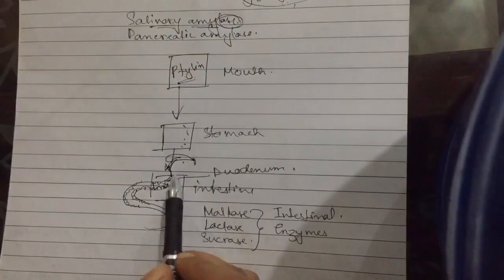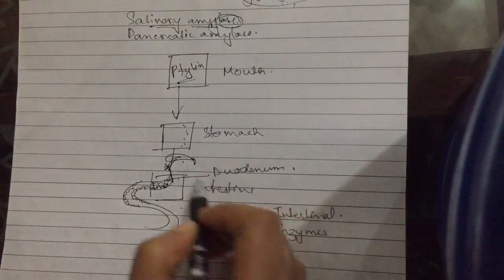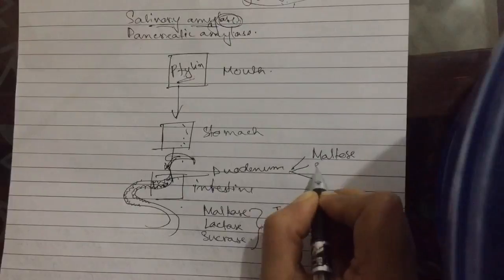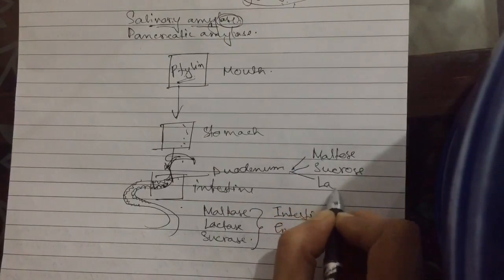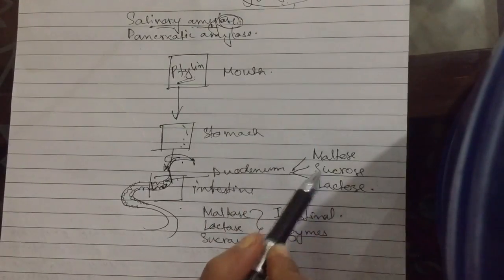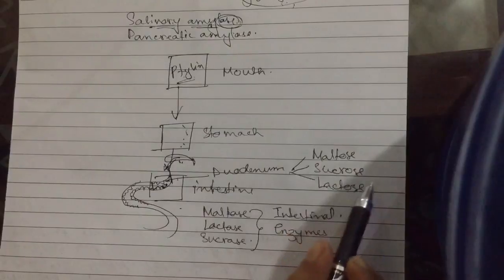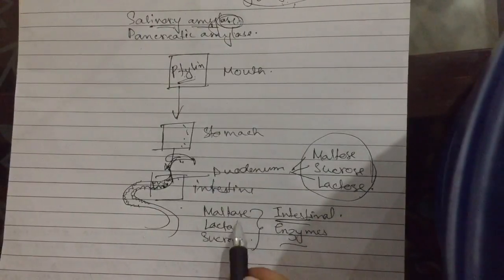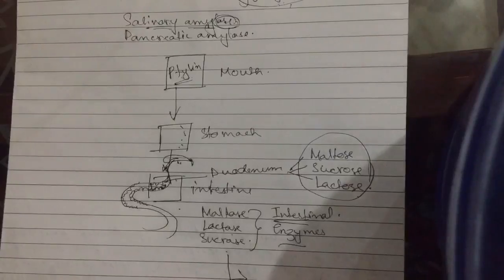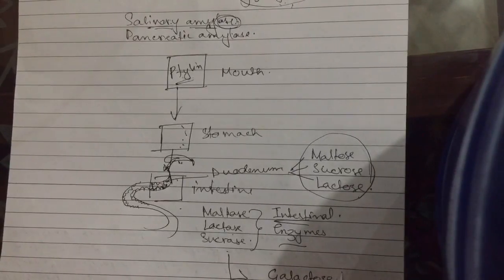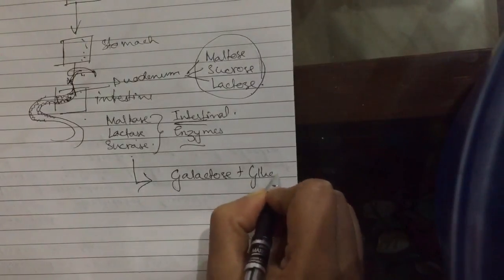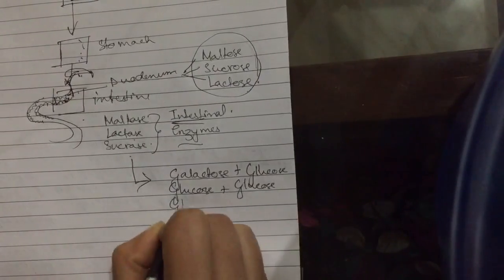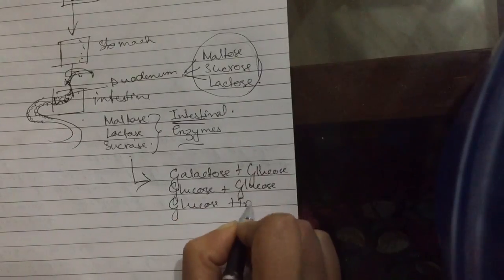After the breakdown in the duodenum by pancreatic enzymes, there are products like maltose, sucrose, and lactose. These are broken down in the duodenum by the pancreatic juices. So after this, when we get this as the output, these are again broken down by intestinal enzymes like maltase, lactase, and sucrase to give certain components like galactose plus glucose, glucose plus glucose, and glucose plus fructose.